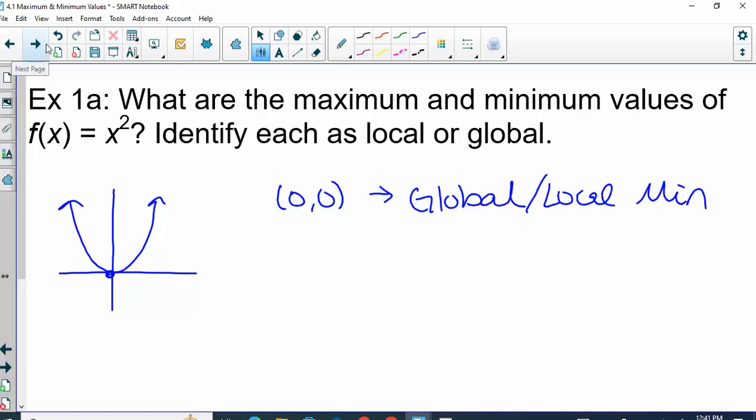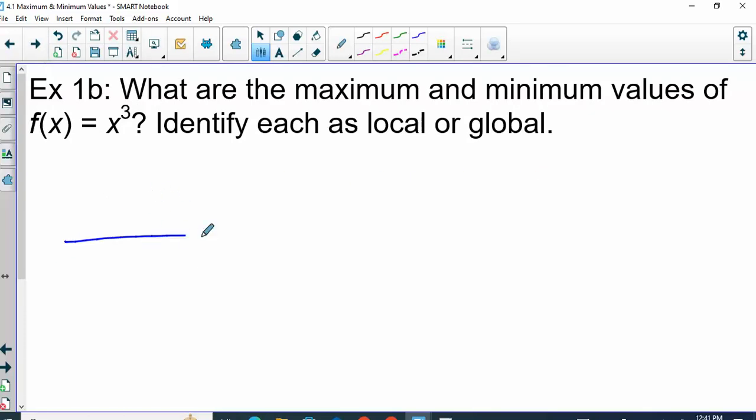What about if I said x cubed? What does x cubed look like? A chair. If I'm looking at this, do we have any maximums or minimums on this? No. So a graph is not required to have them. It may, but it doesn't have to, and it may not have anything on it.